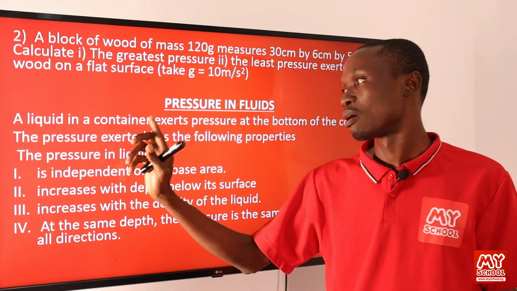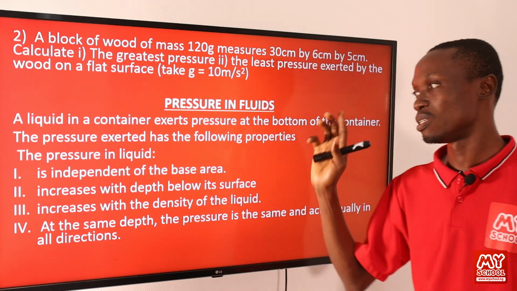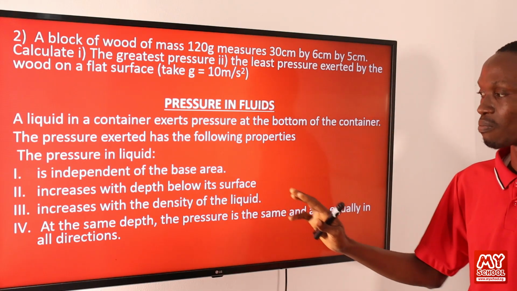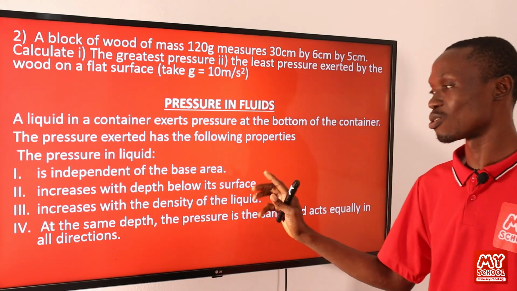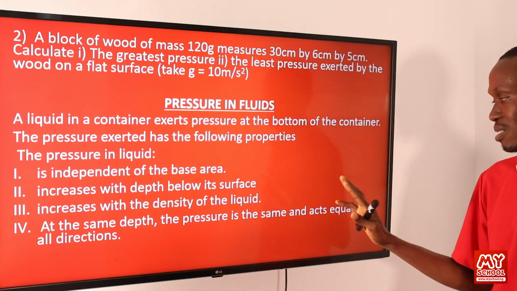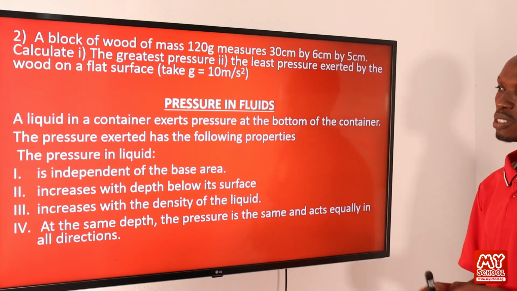One, the pressure in the liquid is independent of the base area. Two, it increases with depth below the surface. Three, it increases with the density of the liquid. Four, at the same depth, the pressure is the same and acts equally in all directions. So let's move to the next slide.